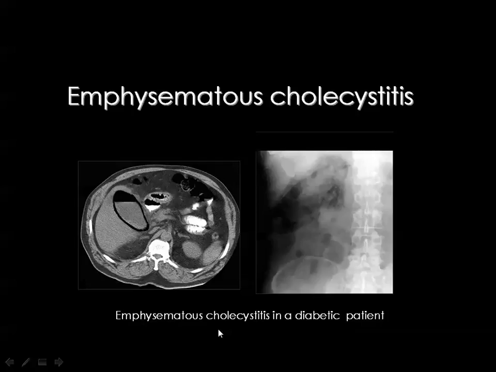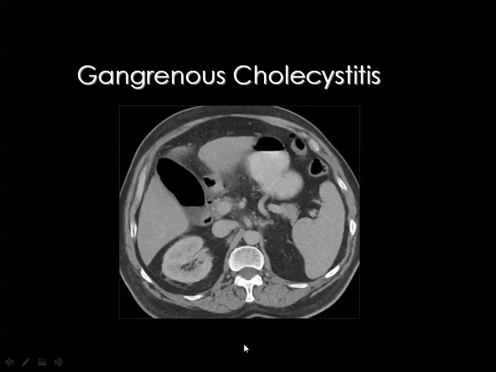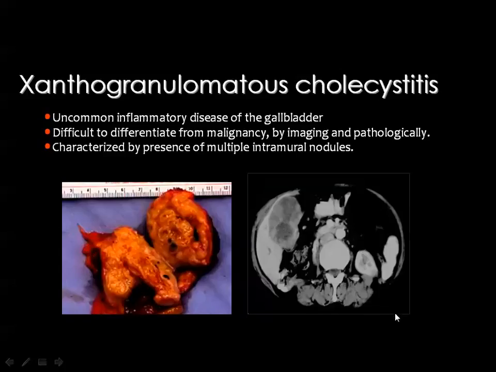Emphysematous cholecystitis means that there is air in the wall of the gallbladder or inside or both. And this can be diagnosed from the plain film showing air confined to the gallbladder fossa, and you know that this emphysematous cholecystitis has a relation to diabetes. And this is an example by CT. You see the gallbladder is containing a large amount of air, and you may call this emphysematous cholecystitis or gangrenous cholecystitis.